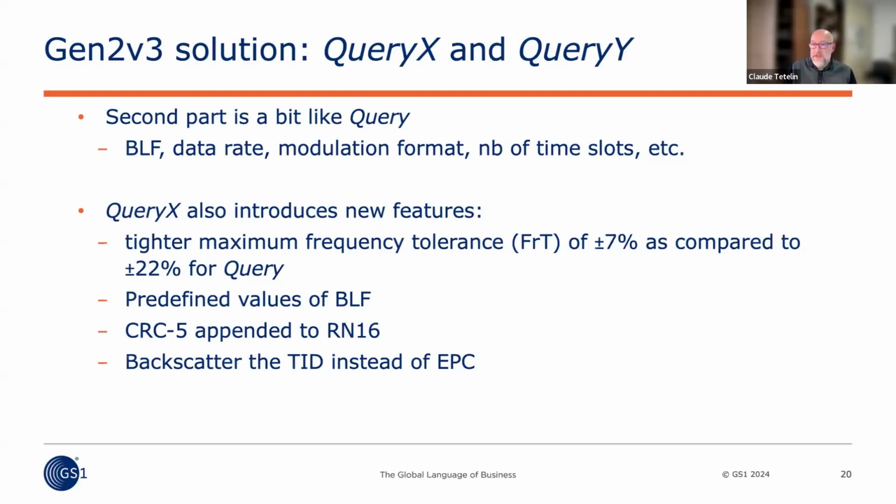We also added the possibility for the reader to check the consistency of the backscatter RN16, and this is mainly to improve the reliability of the communication. And we also made it possible for the tag to use predefined values for the backscatter link frequency. And last but not least, I think, we can now instruct the tag to backscatter the TID instead of the EPC or URI during the inventory. So to summarize, the new inventory commands, query X and query Y, will definitely, I hope, help in focusing on tags of interest while making the inventory more reliable.